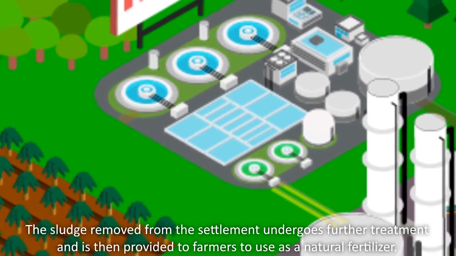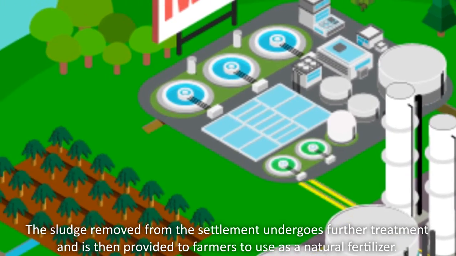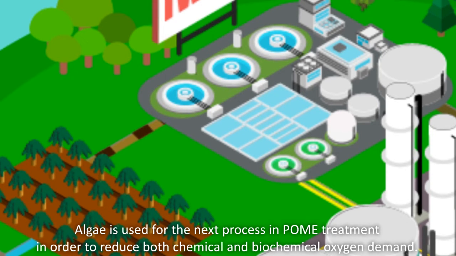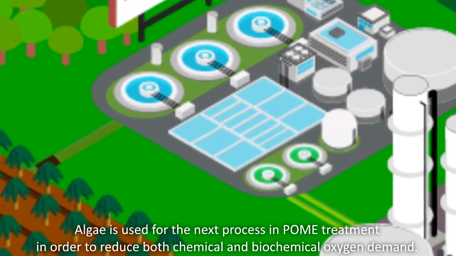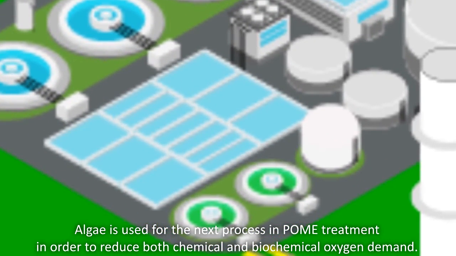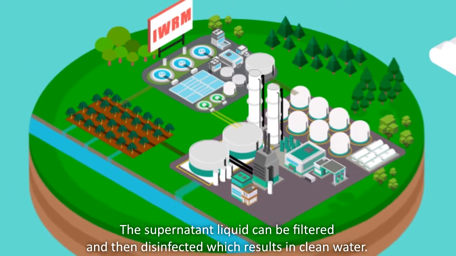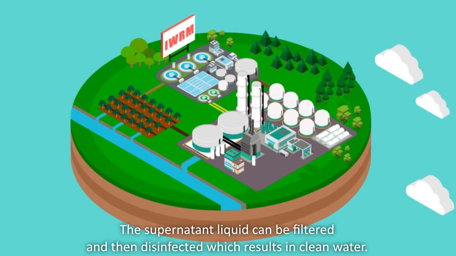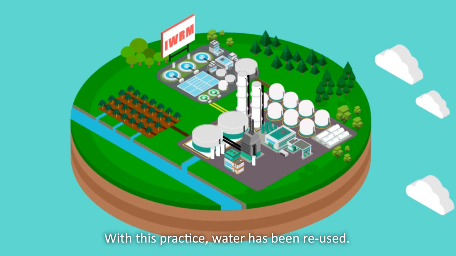The sludge removed from the settlement undergoes further treatment and is then provided to farmers to use as a natural fertilizer. Algae is used for the next process in POME treatment in order to reduce both chemical and biochemical oxygen demand. The supernatant liquid can be filtered and then disinfected, which results in clean water. With this practice, water has been reused.